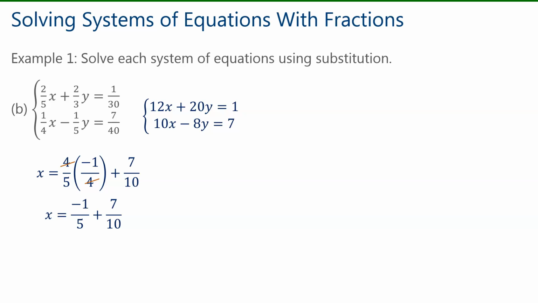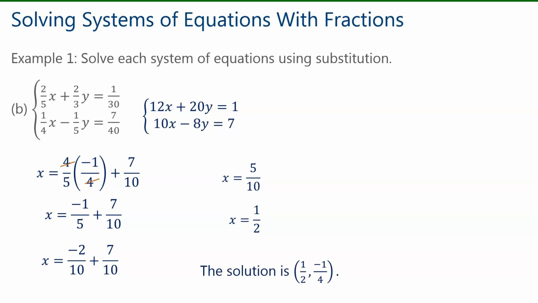Let's find a common denominator, which is 10. So now we got to add negative 2 over 10 plus 7 over 10, which is 5 over 10. We're just simplifying that. We get a half. So now we have our solution. X equals a half and y equals negative 1/4.